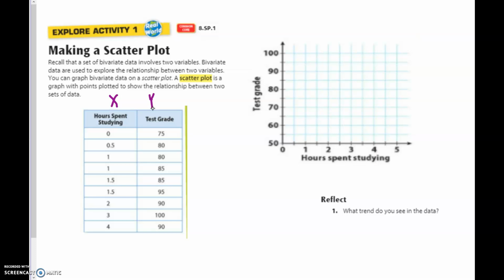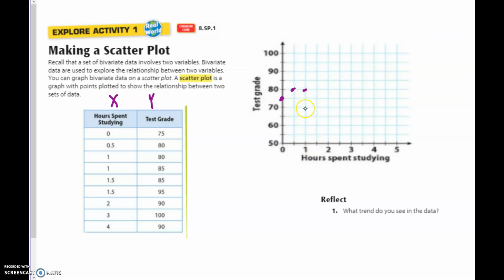What is a scatterplot? Well, it's exactly what you think. It's plots, points, that are scattered all over. So it is a graph with points plotted to show the relationship between two sets of data. So if we have 0, 75 would be here. 0.5 is halfway between and up at 80. So I'm just graphing these ordered pairs.